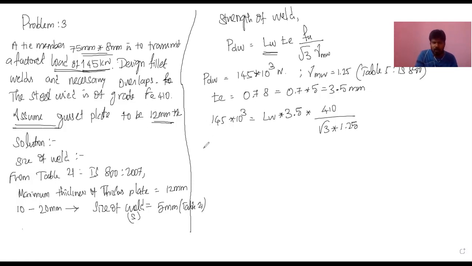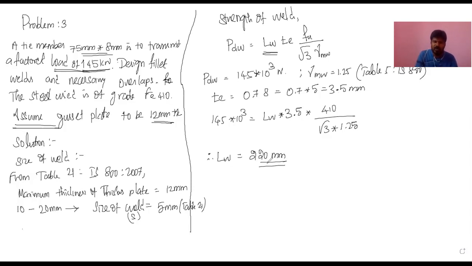Now what is the value of LW? LW is 145 into 10 cube divided by 3.5 into 410 divided by root 3 into 1.25. So we get 218.76, nearly 220 mm. Approximately 220 mm we are going to get.